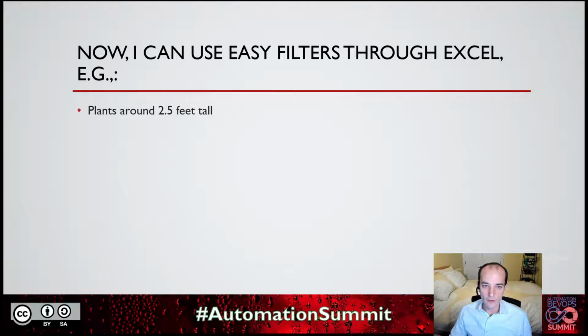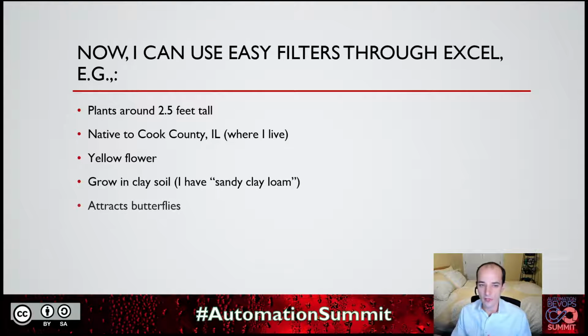So with all of that, you can think about a hypothetical set of requirements for where I live. Let's say I wanted to plant a plant that's around 2.5 feet tall. I want something native to Cook County because native plants have ecological benefits, like I already mentioned. Arbitrarily, I picked a yellow flower. Yellow flowers are pretty, but you can pick any color. I want something that'll grow in clay soil. Remember, I have silty clay loam, and of those three words, the word clay is probably the most important thing to pay attention to.